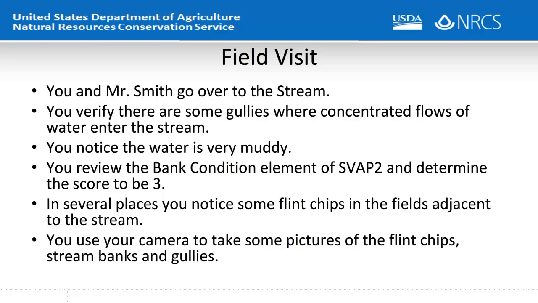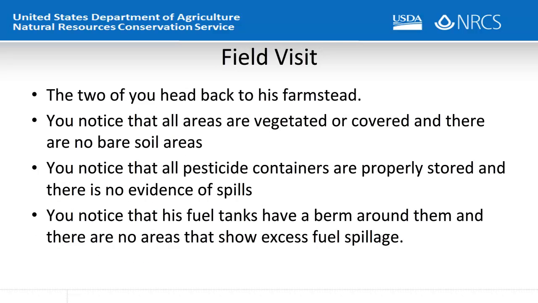You review the bank condition element of SVAP and determine the score to be 3. In several places, you notice some flint chips in the fields adjacent to the stream, which is a good indication that Native Americans may have occupied these fields. You use your camera to take some pictures of the flint chips, stream banks, and gullies. The two of you head back to his farmstead.